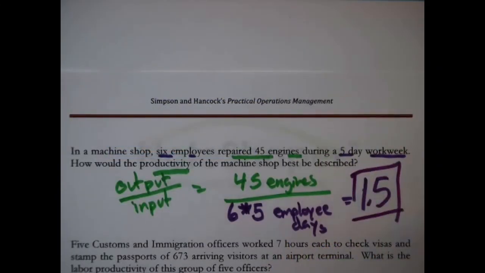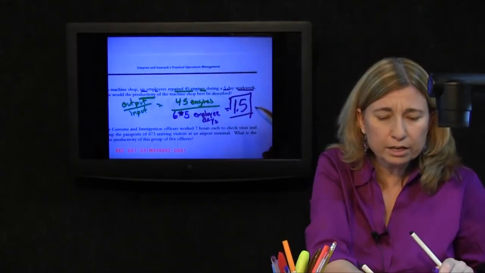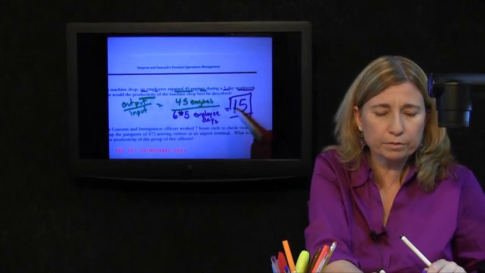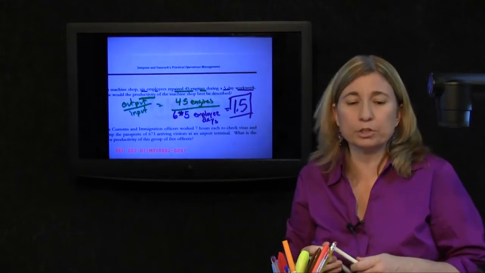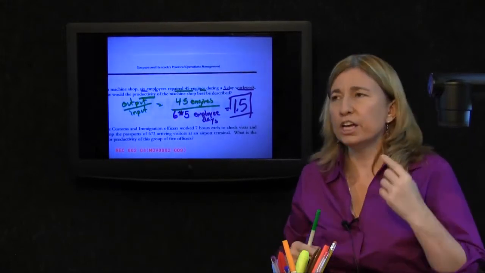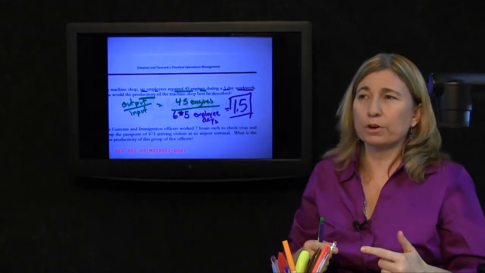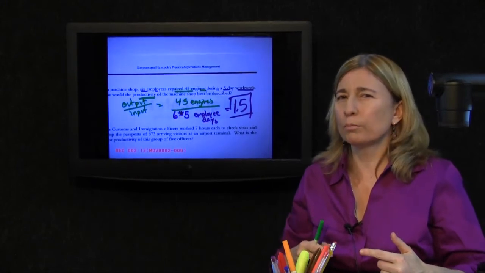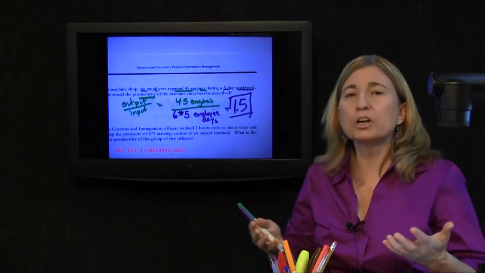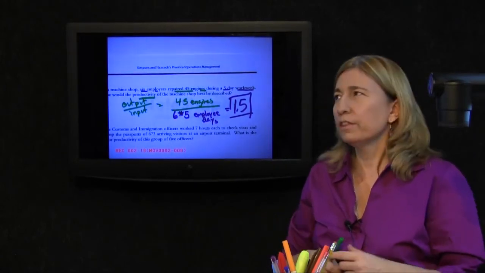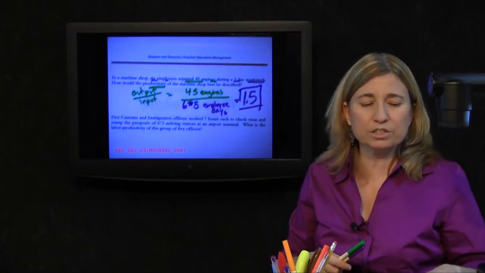That is the productivity reading. You can kind of illuminate it. You can say it's 1.5 engines per employee day. That would be a good way to describe the productivity of the machine shop, 1.5 engines per employee day. Now, that particular problem is also what we would call a labor partial measure or labor productivity, because the denominator was employees. That particular problem with the engines didn't mention labor productivity, but the next problem does.